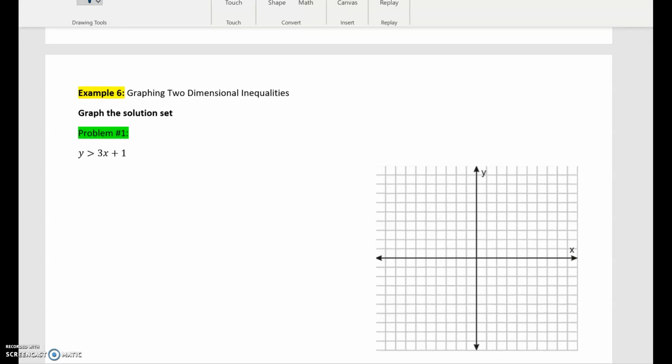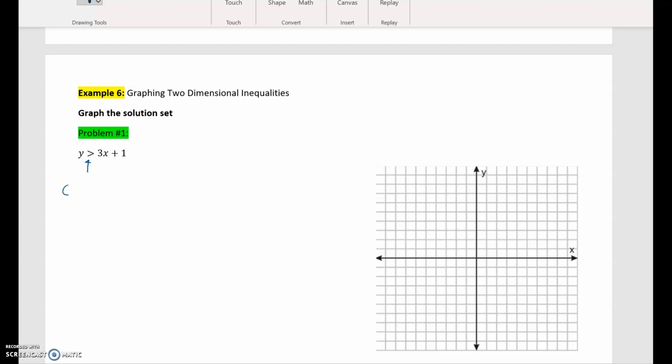Hi class, we need to take a look at example 6, and in this portion of the module we're going to be graphing two-dimensional inequalities. So here's the basic idea. You first need to take a look at what type of inequality you have. In this case, it's a greater. Greater represents in a two-dimensional plane that you're not going to be including the actual boundary.